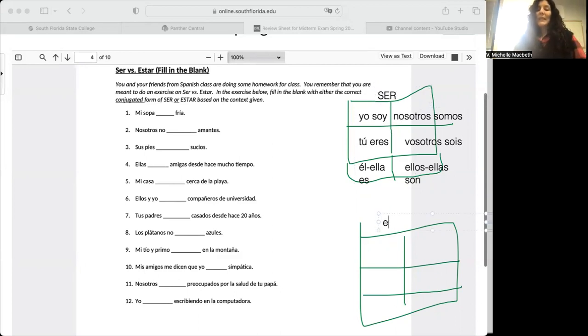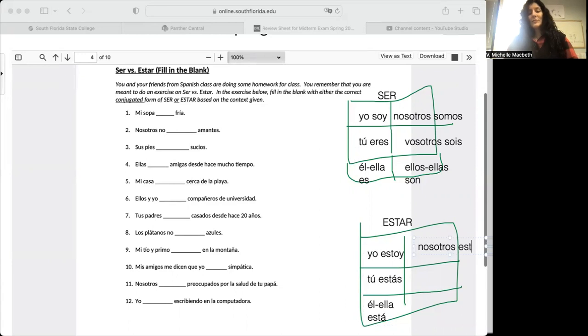Then now here we're going to have estar. Okay, and that is yo estoy. Tú estás. Don't forget your accent marks, ¿no? Él, ella está. Accent mark again, ¿no? Nosotros estamos.